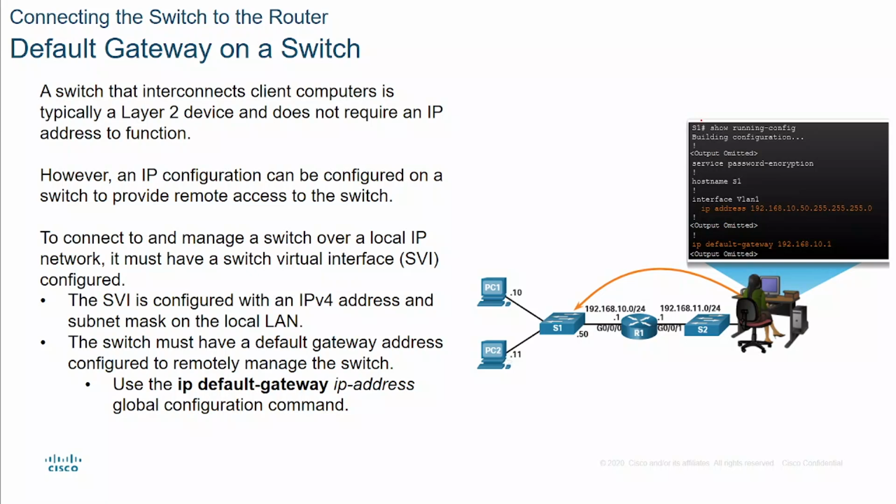To connect to and manage a switch over a local IP network, it must have a switch virtual interface, the SVI, configured. The SVI is configured with an IPv4 address and a subnet mask on the local LAN. The switch must have a default gateway address configured to remotely manage the switch. Use the ip default-gateway command to set up the default gateway of the switch. When you put ip default-gateway, you put the default gateway address here. This is an example of how it can be set up.